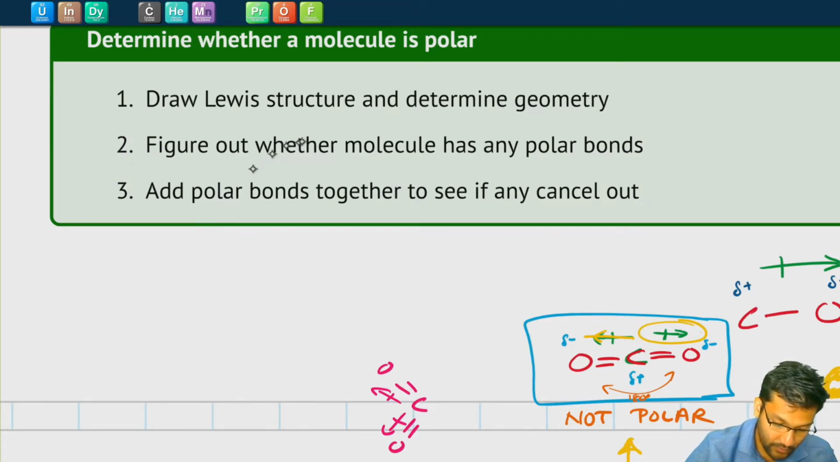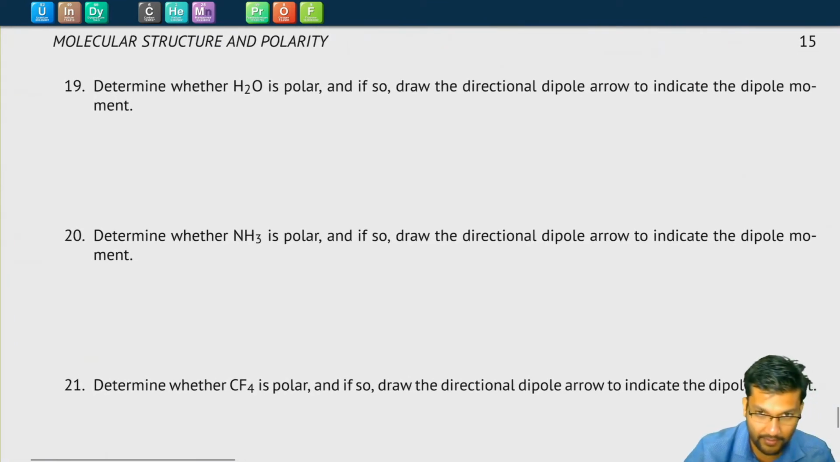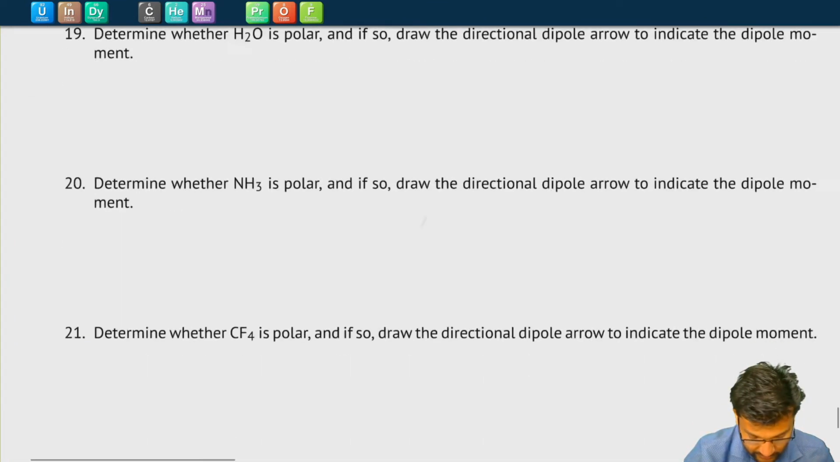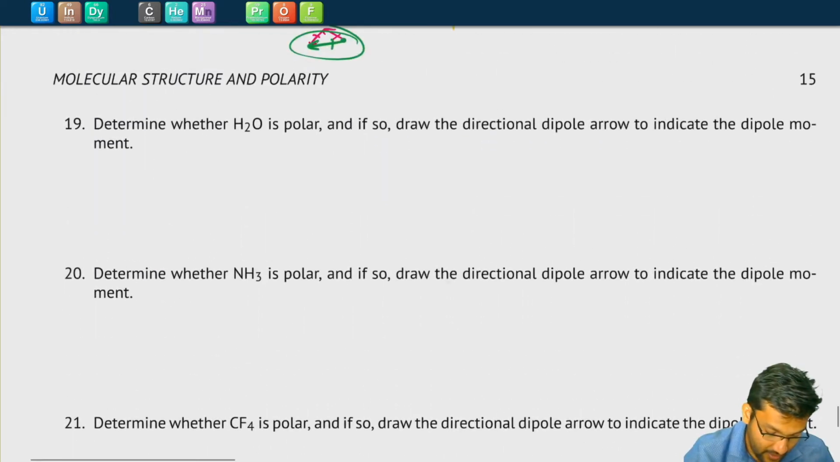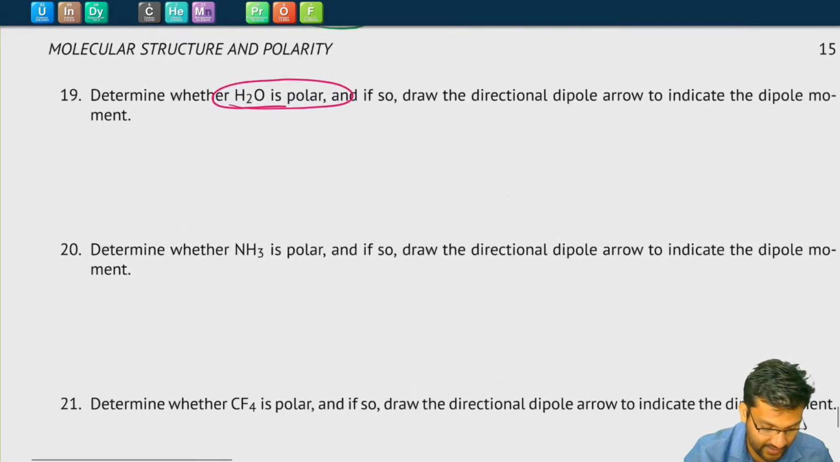So I'll do one more as an example for you. I'll do number 19 as an example, and then you can try to figure out 20, 21, 22 by yourself. So already we know that water is polar, but let's just do the entire exercise just to be sure.